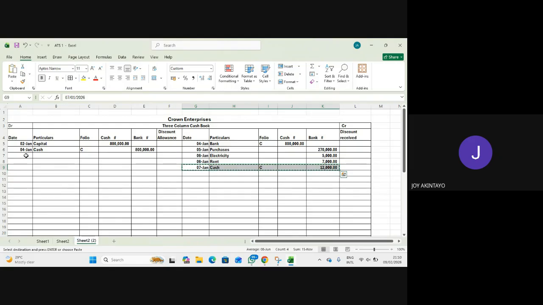So you come here, you put bank, then, hope you understand. Next transaction.